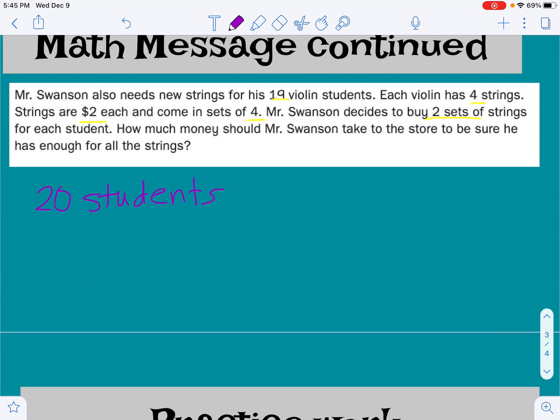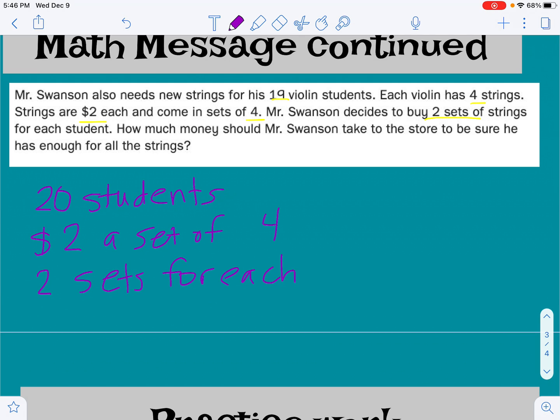And each violin has 5 strings. They come in sets of 4 strings. They come in sets of 4. So I think we can leave it at that. So it's $2 a set of 4. And he's going to buy 2 sets for each student.